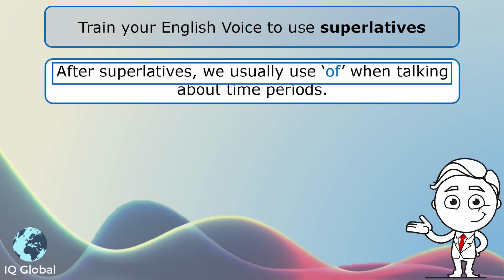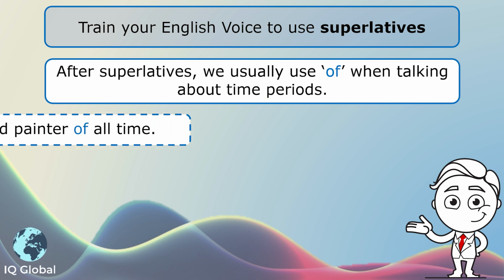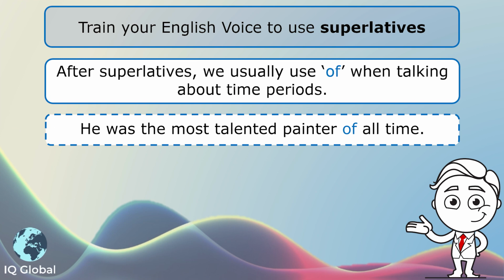After superlatives, we usually use of when talking about time periods. Let's have a look at the sentence example. He was the most talented painter of all time. So here we are talking about a time period, all time. So we use the word of after the superlative and the noun. He is the most talented painter of all time.